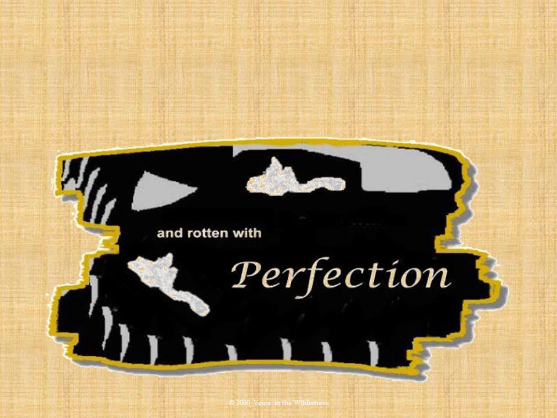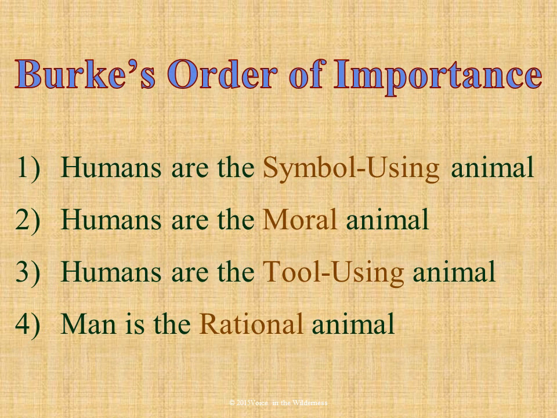We don't see acquiring the foreknowledge of death in his plaques here, and I'm not going to talk about it and rotten with perfection tonight. You can go ahead and try read Kenneth Burke and figure that out. Really, I'm interested in just the negative tonight. So if we look at Burke's order of importance, it's kind of the opposite of the slide that I had of the definitions. Symbol using is the most important. Moral animal, the next most important to Burke, then tool using, and then rational at the end. It's almost the opposite of the earlier slide.